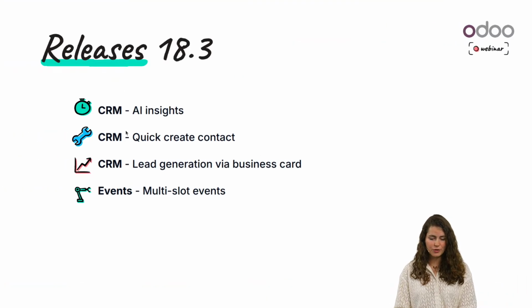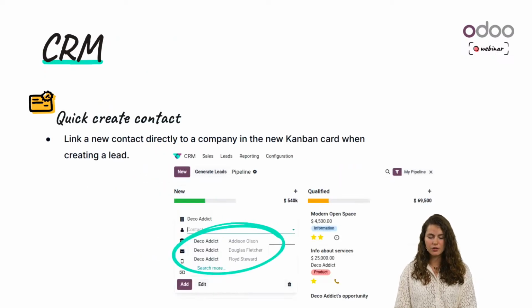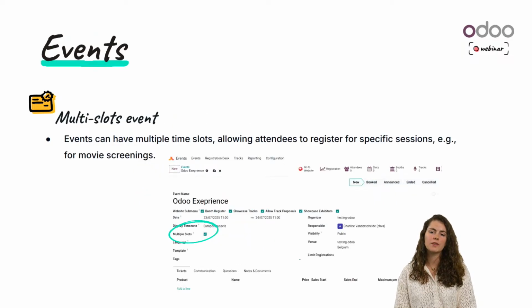So those were the features of 18.3. AI Insights, the quick creation of contacts, the lead generation via business card, and for events, the multiple slots.